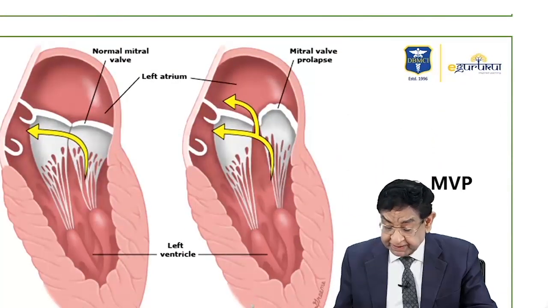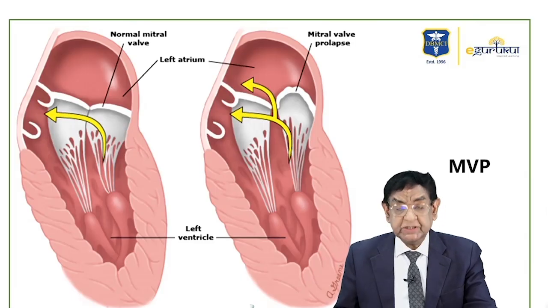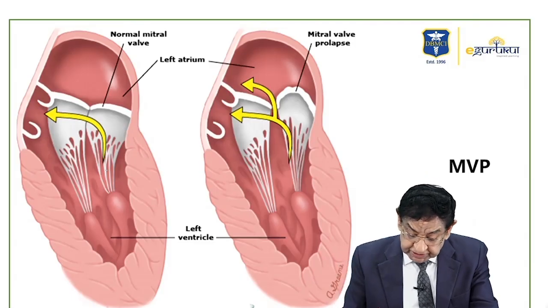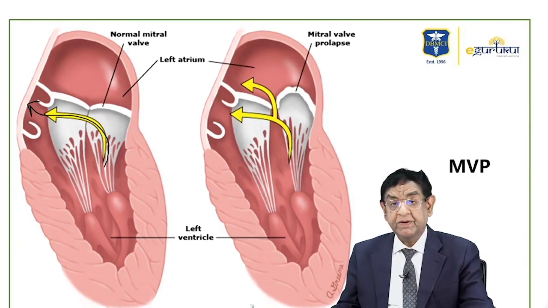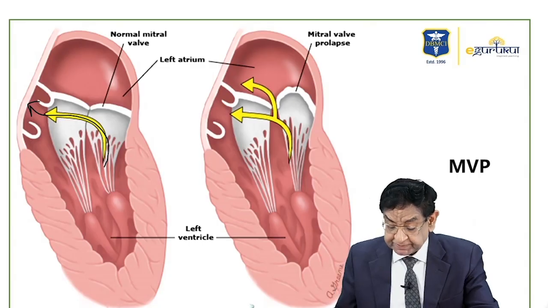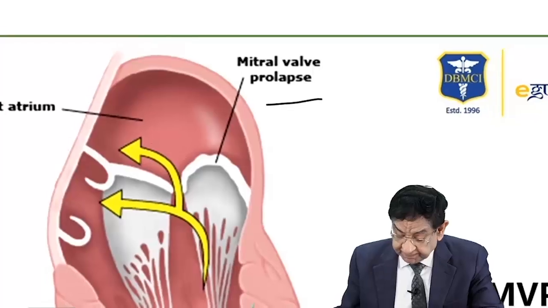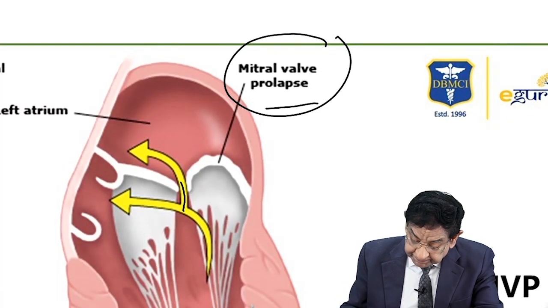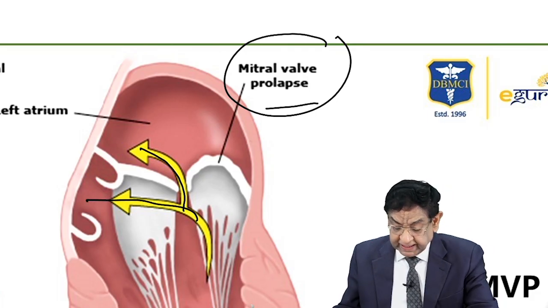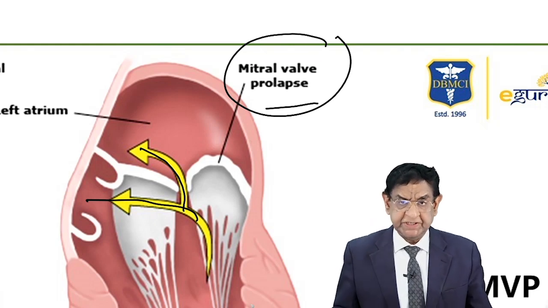I can show you one more picture for better clarity. So this is a normal valve. During systole, the blood goes to the aorta. But in mitral valve prolapse, this valve has prolapsed. Let me enlarge the picture. This valve has prolapsed and that creates a gap. So some blood goes to the aorta and some goes to the LA, and that's the basic pathophysiology of any mitral regurgitation.